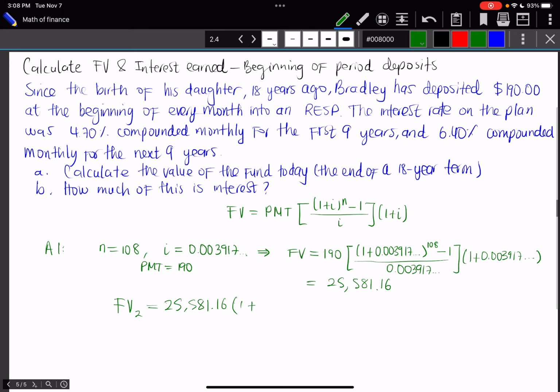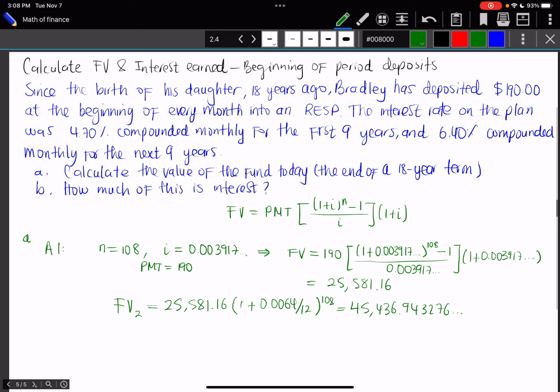So we have 1 plus, and we divide 0.0064 by 12. So we get this, and then for the following 108 months, the future value of that amount will be $45,436.94, 32, 76, etc. dollars. Okay.